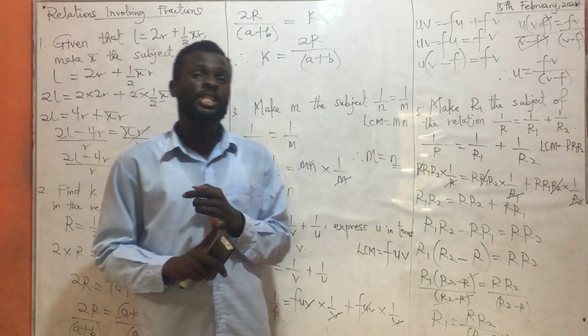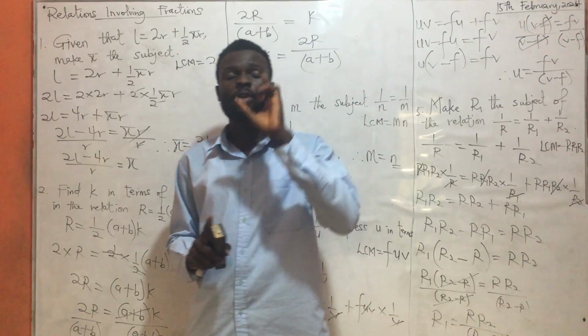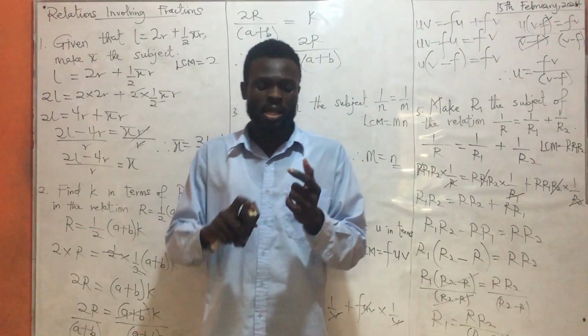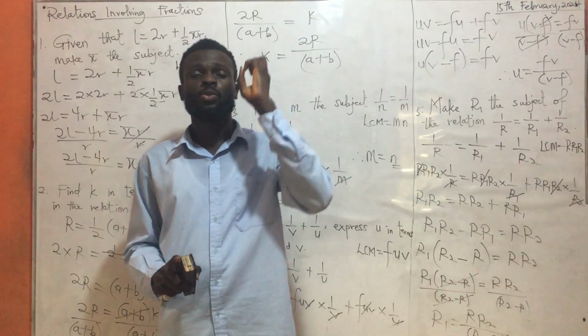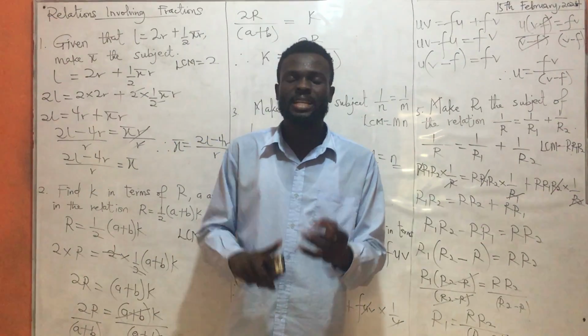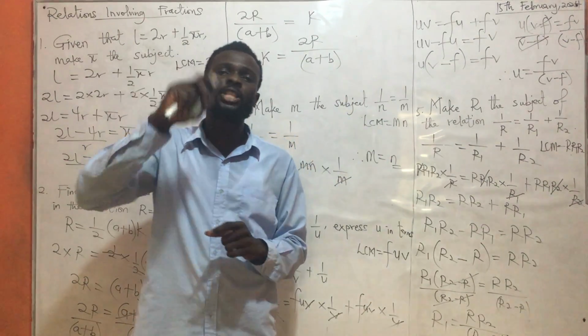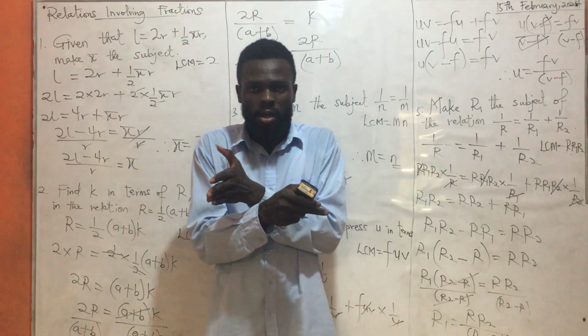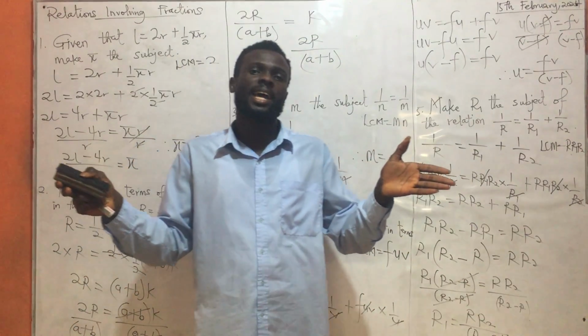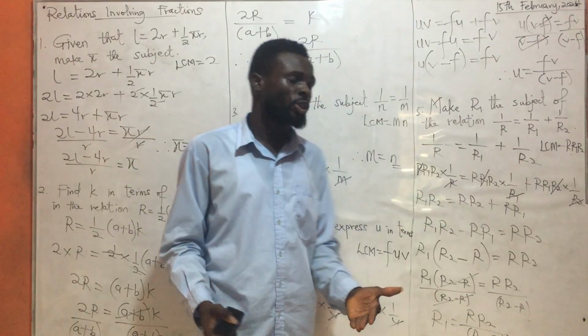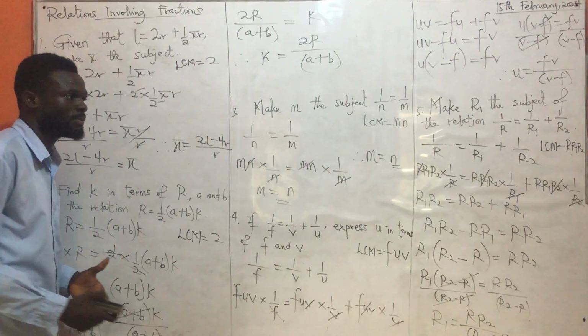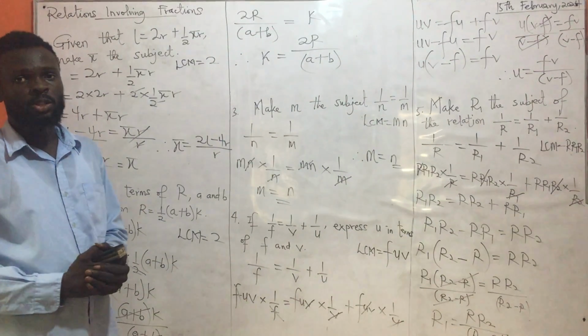Remember, if a relation involves a fraction and we are making a variable the subject, number one, you need to find your LCM. Number two, multiply each of the terms in the relation by the LCM. Then you continue with your calculation, just as it has been done for us today.